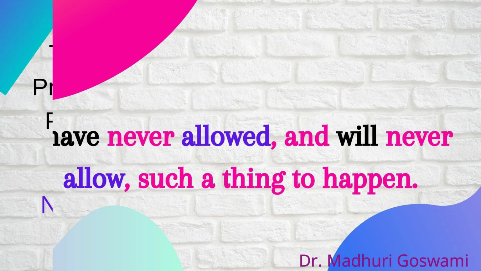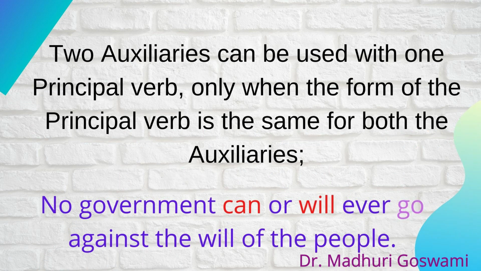I hope it's clear कि एक sentence में दो auxiliary verbs के साथ एक principal verb का प्रयोग तभी किया जा सकता है जबकि दोनों auxiliary verbs के साथ प्रयुक्त होने वाली principal verb की form same हो. जैसा कि हमने first example में notice किया, no government can or will ever go against the will of the people.